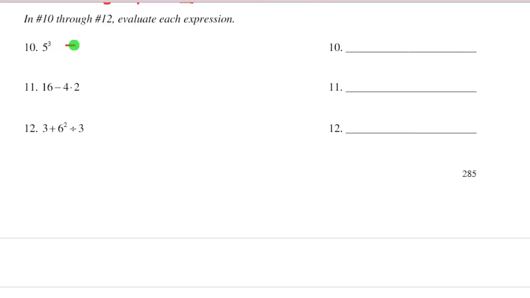Here we have 5 to the 3rd power. So our base is 5. The exponent tells us multiply 5 times itself 3 times. 5 times 5 is 25 times 5 is 125. You can do that in your calculator with that little caret symbol that I've shown you before.